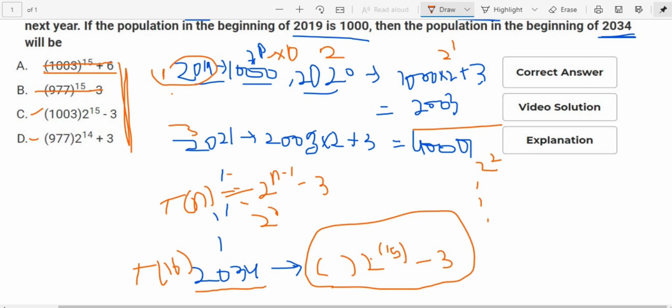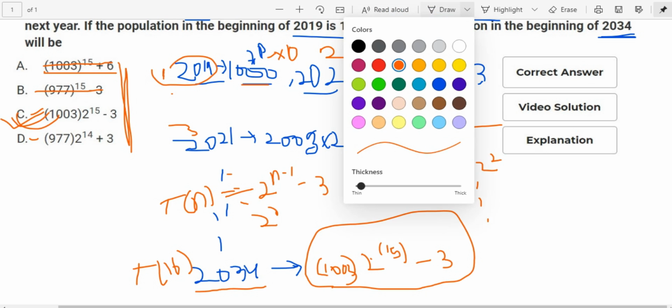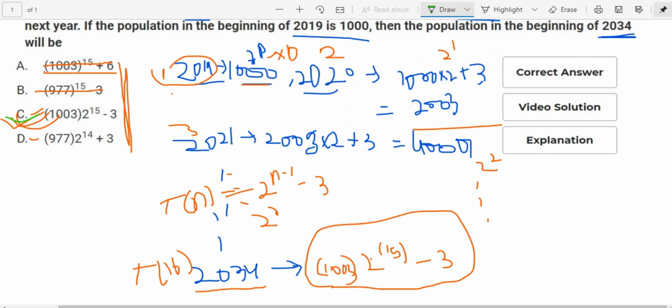Now for 1003, so the option C. So option C is the correct option here. Option C is our answer, isn't it?